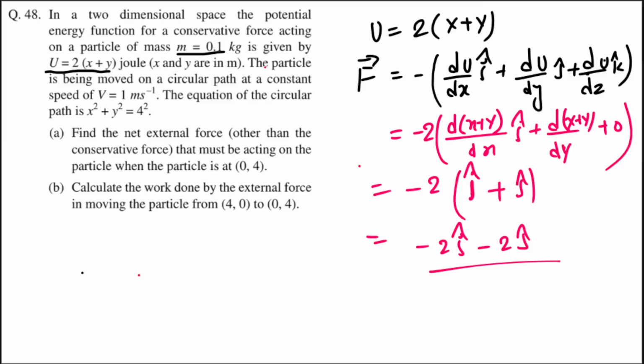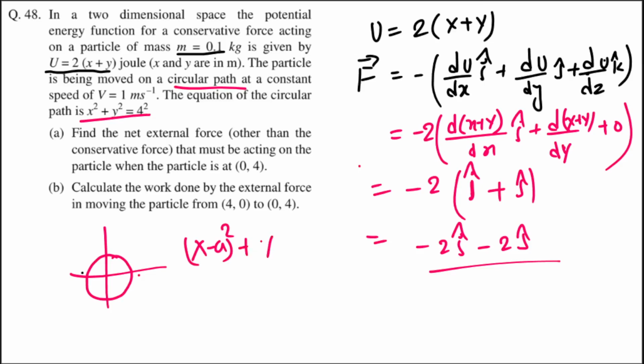Now let's talk further. What does the question say? The particle is being moved on a circular path at a constant speed. So it is moving on a circular path at constant speed, so this is a case of uniform circular motion. And the equation of the circular path is given. Now look, if the equation of the circular path is like this, what will the circle be like? It will be centered at the origin and its radius will be equal to 4, because this is 4 squared. What do we write as the general equation? (x minus a) squared plus (y minus b) squared equal to r squared. This is the general equation of a circle. Here a is 0, b is 0, so it is centered at 0, 0, and in place of r squared, what is given? 4 squared. So you will say the radius is 4.